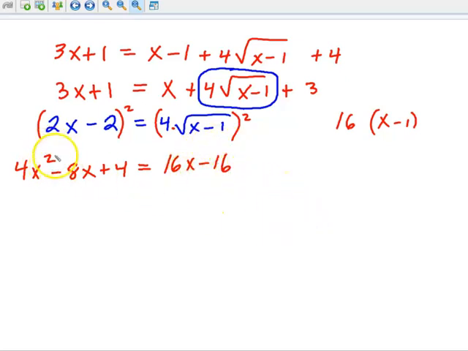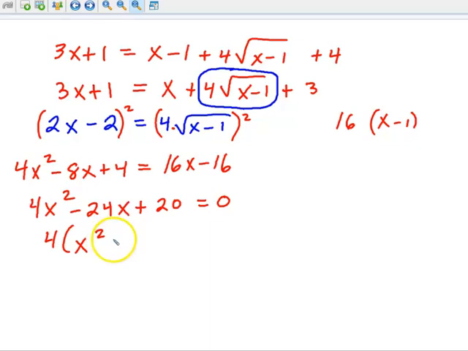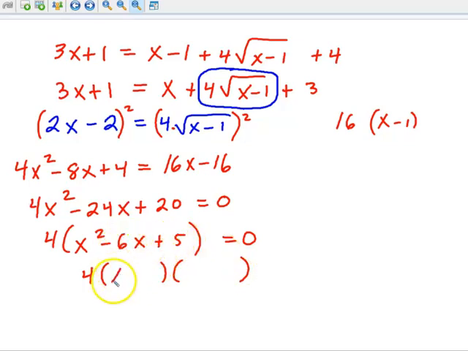All right, looks like we're in line to solve a quadratic equation. So let's make it equal to 0. Subtract 16x, add 16. And we'll do some factoring. There's a GCF of 4. That'll make our factoring quite a bit easier. And now I'm going to factor this quadratic trinomial using the factors of positive 5 that add up to negative 6, and that's negative 5 and negative 1.